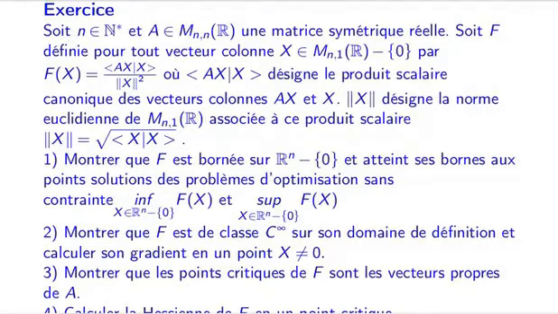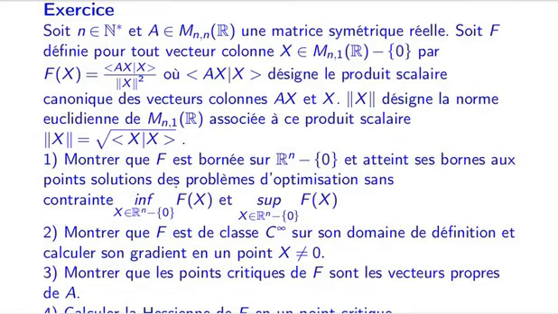Let n be a non-zero natural number, and let A be a real symmetric square matrix of order n. f is defined for every non-zero column vector x by f of x equals Ax dot x over the norm of x squared. Ax dot x denotes the canonical dot product of the column vectors Ax and x. The norm of x refers to the Euclidean norm associated with this dot product. The norm of x is the square root of x dot x.